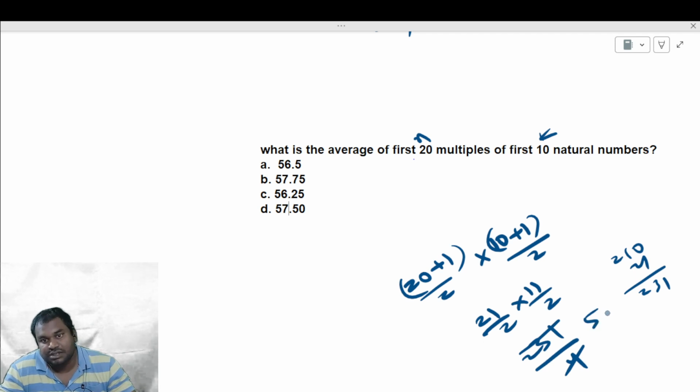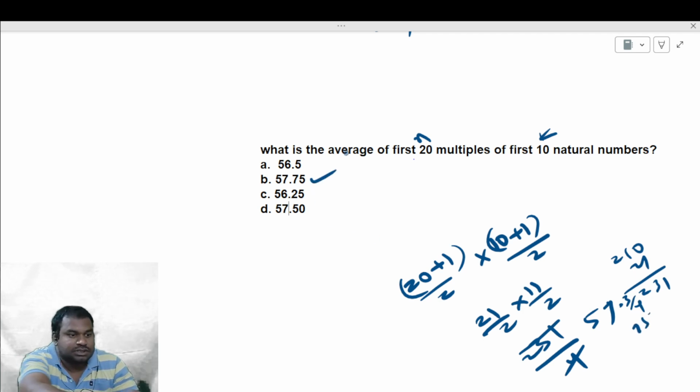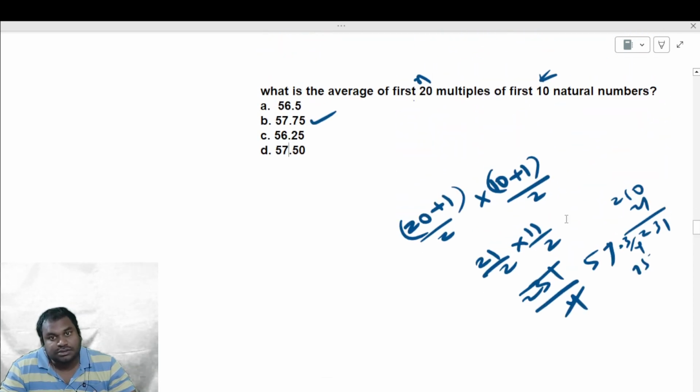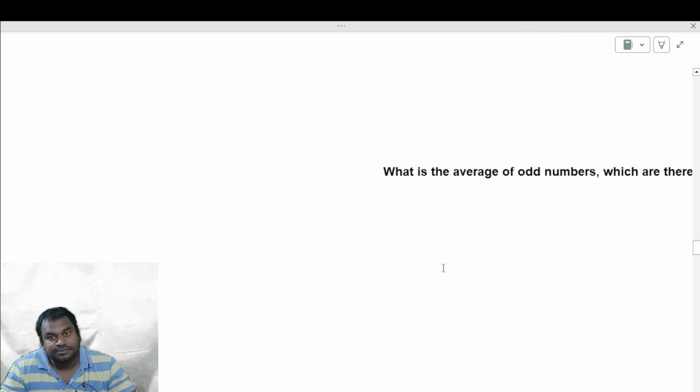5 fours are 20, 4 sevens are 28. How much is remaining? 3. 3 by 4 is nothing but 0.75. So 57.75 is the answer. Otherwise you have to use the normal procedure, and it takes almost 3 to 4 minutes. So use this formula directly to get the answer.